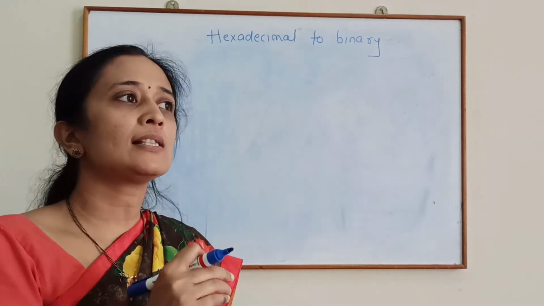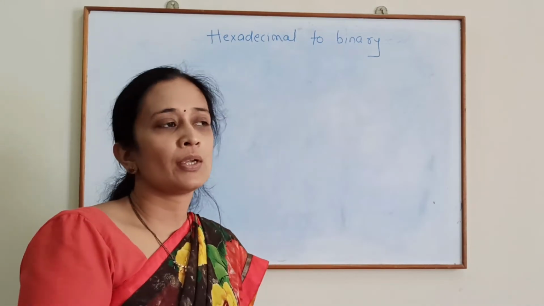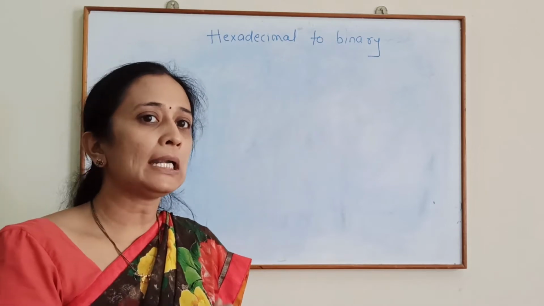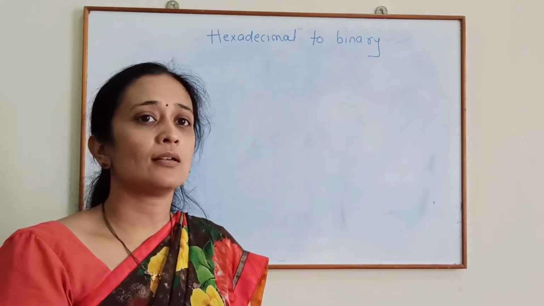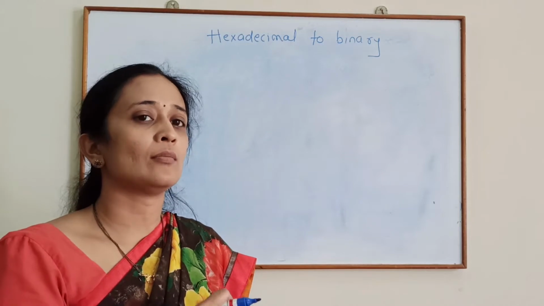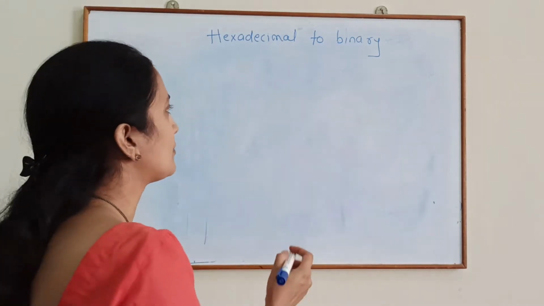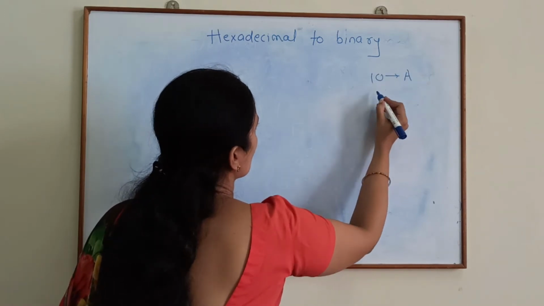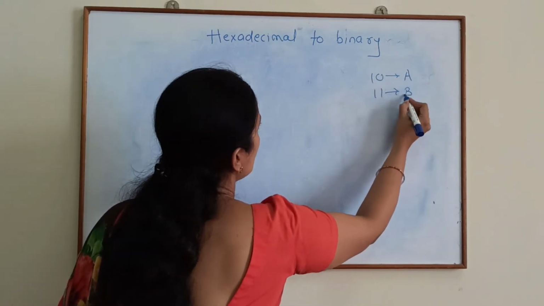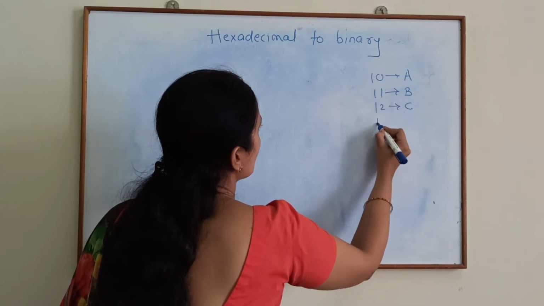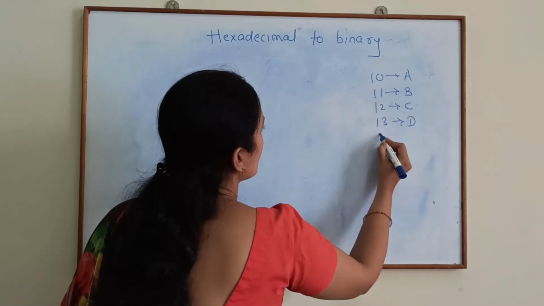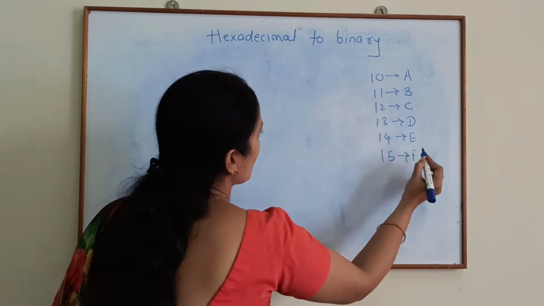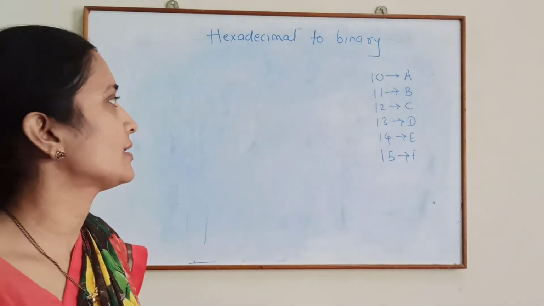A hexadecimal number is a number with base 16. It contains digits from 0 to 9, and from 10 onward the numbers are represented by alphabets. In hexadecimal, 10 is equivalent to A, 11 is B, 12 is C, 13 is D, 14 is E and 15 is F.